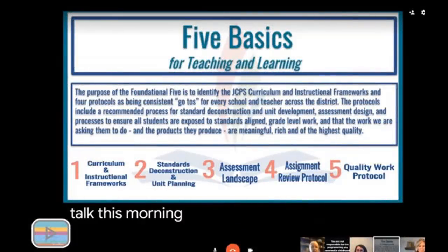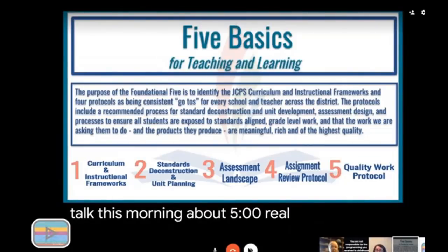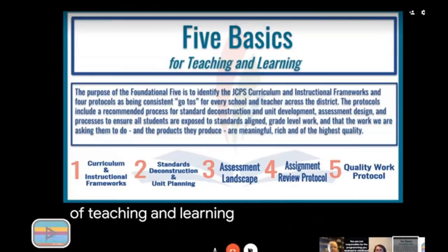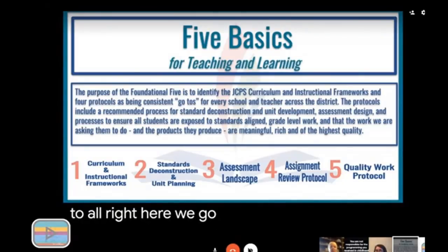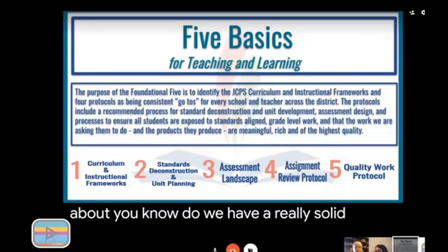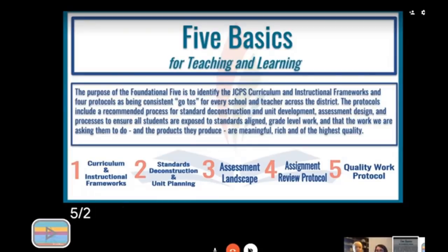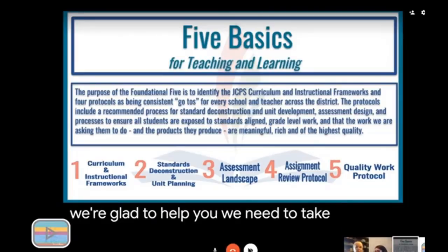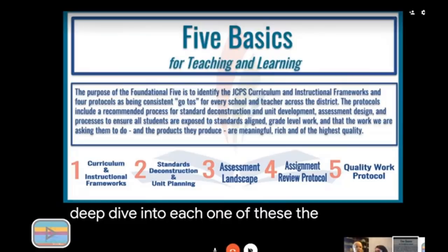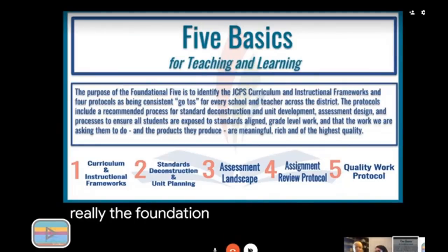This morning, about 5 really basic parts of teaching and learning that every school should have in place. Every school. And I want those of you watching now and those who are going to be watching later to think about: do we have a really solid grasp on each of these 5 tools in our school? If you don't, we're glad to help you. We need to take a really deep dive into each one of these. These are really the foundation for teaching and learning.